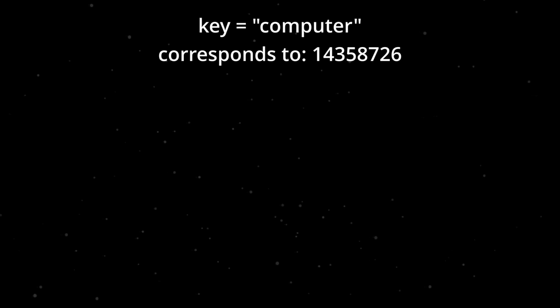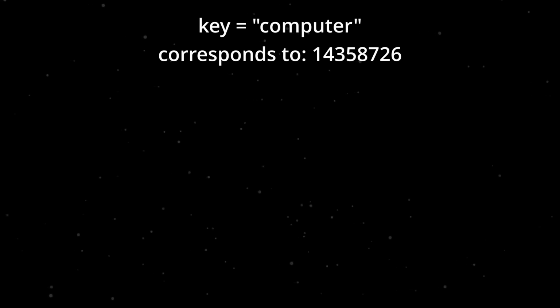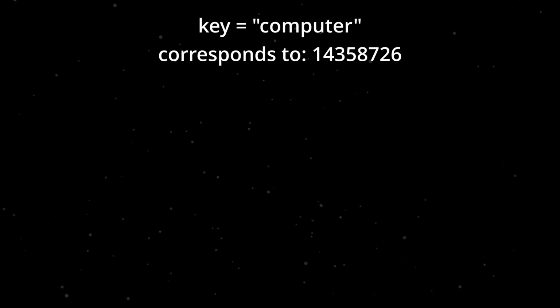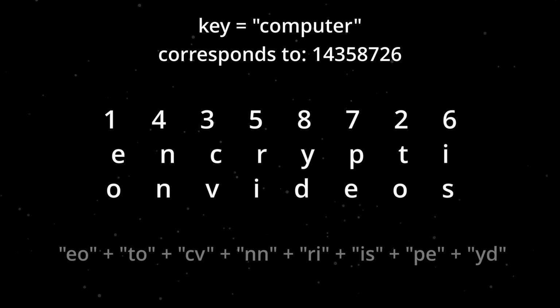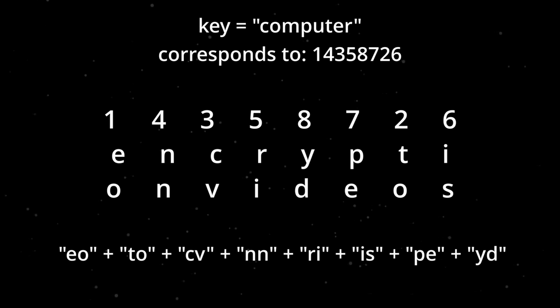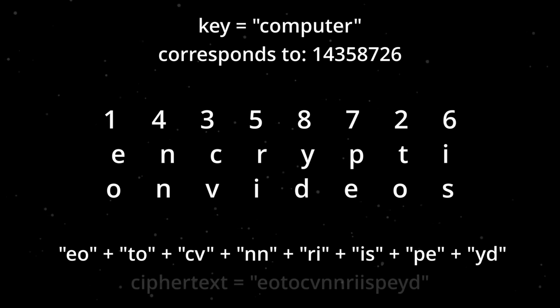After this, arrange the plaintext in a grid, with each column corresponding to one of the numbers in the key. For example, if our message is encryption videos, the grid would look like this. To create the ciphertext, add each column in the order of the number on top of it, so the grid shown would turn into the following ciphertext.